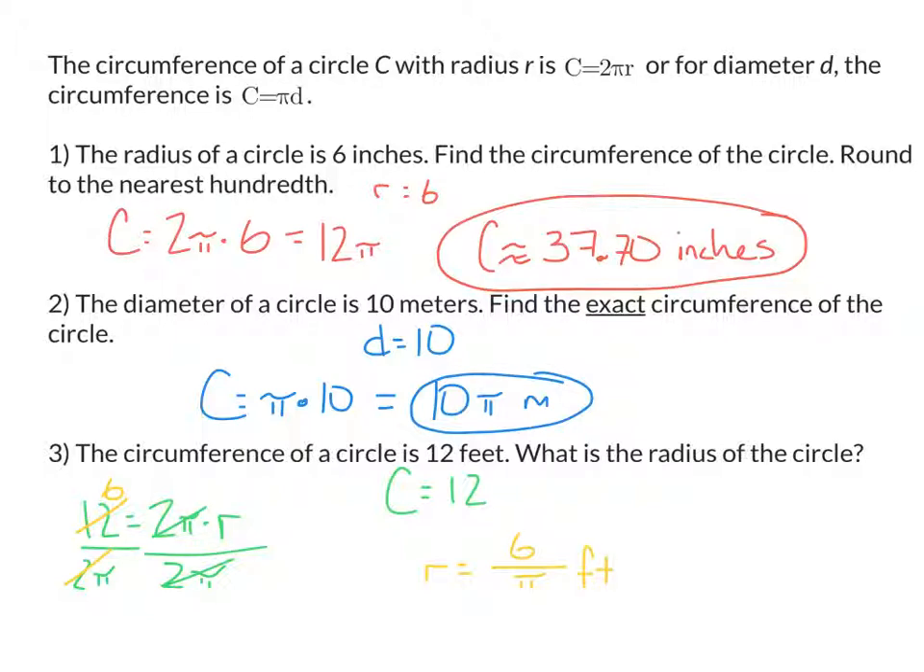We weren't told what to do here, so let's go ahead and do the rounded version of this. So I'll put my approximate symbols here, and in the calculator, when I do 6 divided by pi, I come up with 1.91 feet. And that's the radius given the circumference of 12.